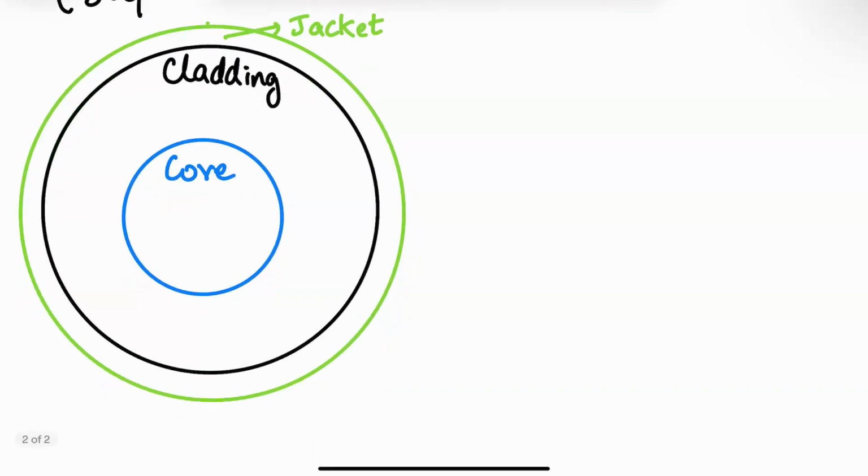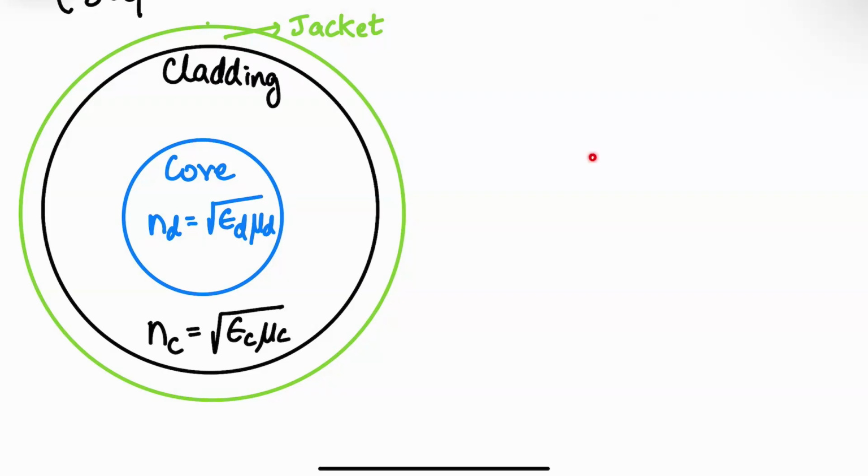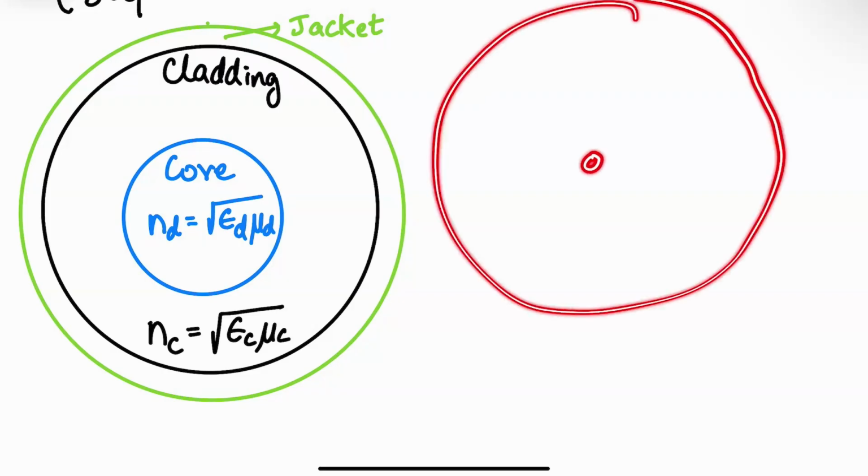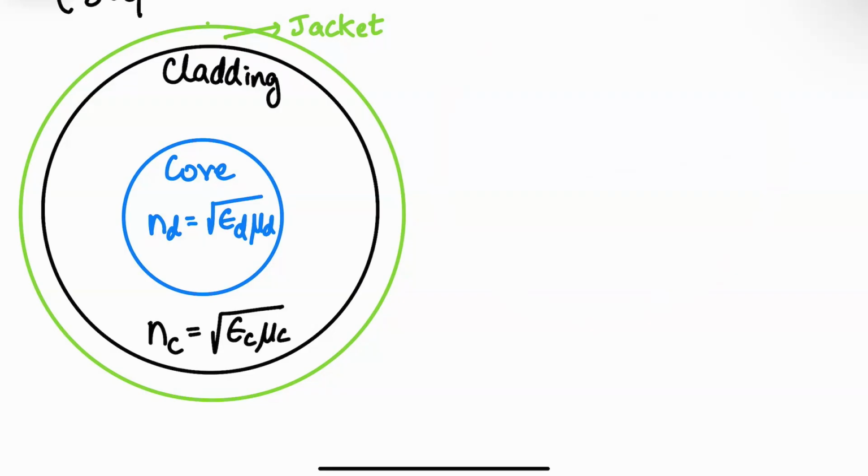We'll label the core as n subscript d, the refractive index, which is the square root of epsilon d mu d. The cladding layer is the square root of epsilon c mu c. The way I've drawn it here is not to scale. Typically the core is very small and the cladding is very large, because you want the fields to decay completely before you reach the jacket. We'll call this region 2 and this region 1. So this is the cross section.